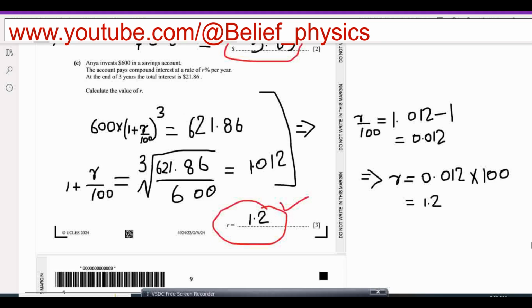Shift this 1 to the other side. When we shift this 1 here, it will be subtracted. So we get R over 100 is equal to 1.012 minus 1, which is 0.012. So R will be equal to, when we multiply this by 100, it becomes 1.2. So R is equal to 1.2. So our interest rate is 1.2%. That's it.